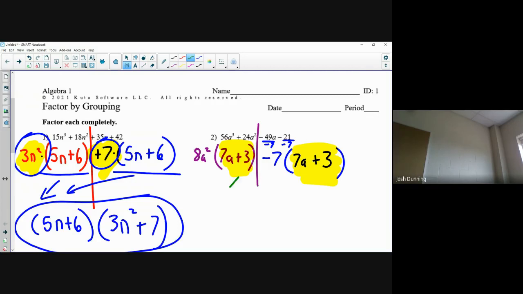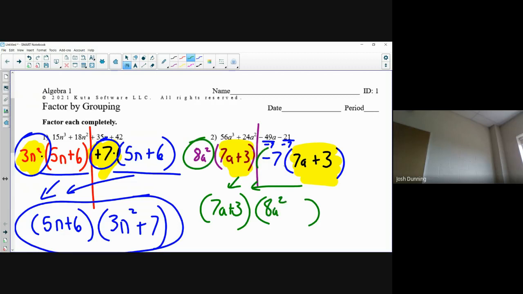Just like the last question, now factor it out. Only write it once. It's common to both, so we pull it out and only write it once, like it's a GCF. And the other, what's left over? I got 8a squared minus 7. Done.